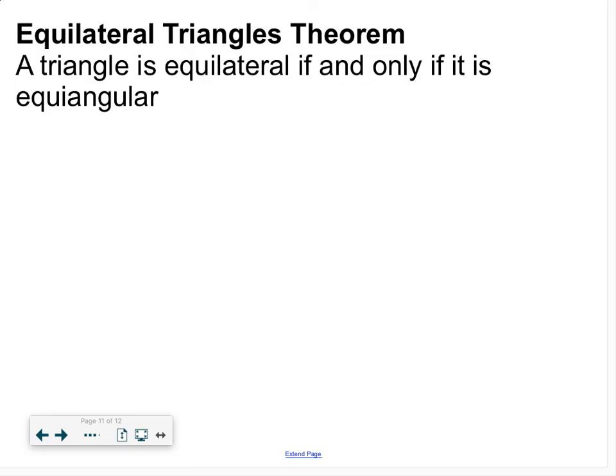We get our third theorem here, and that's the equilateral triangle theorem. If a triangle is equilateral, then it's also equiangular. It can be really helpful for us when we're trying to solve for missing measures or sides. And that will complete our lesson for today.